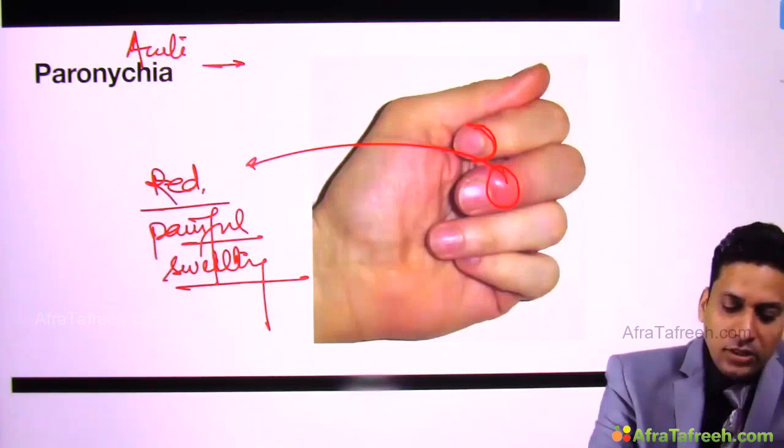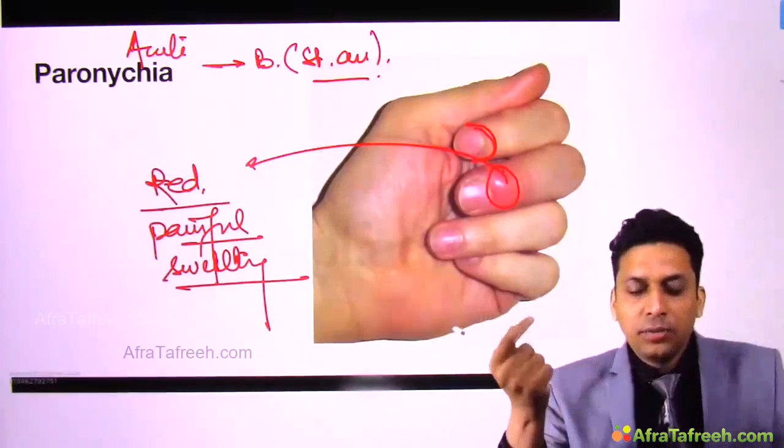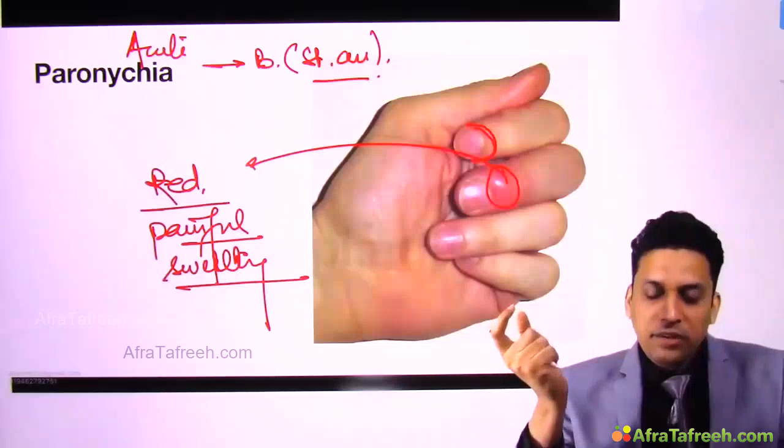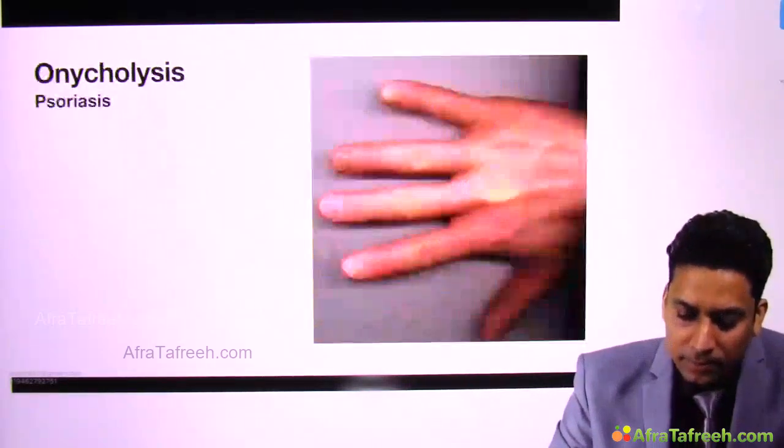And acute paronychia is generally bacterial. I told you, Staph aureus. So this is probably due to Staph aureus infection, and you can see calor, rubor, dolor. So all these three inflammatory changes might be present. So this is a case of paronychia.